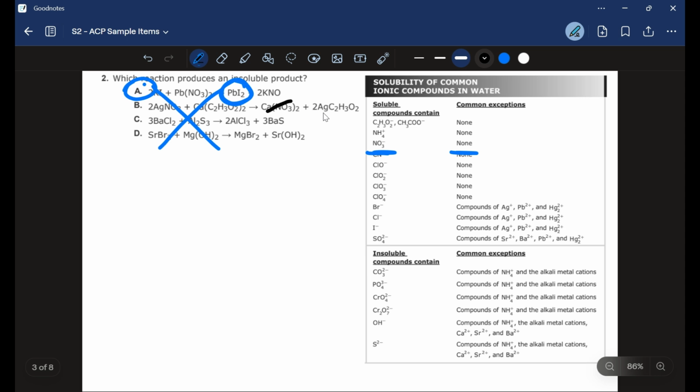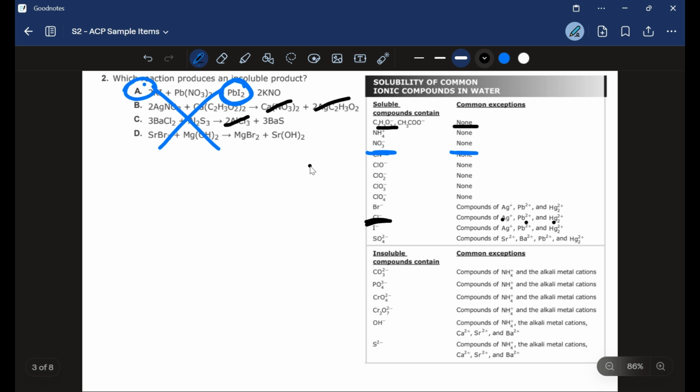Then we have AgC2H3O2. C2H3O2 is up here. There are no exceptions, which means that entire compound is still soluble. Answer choice C, AlCl3. Cl is down here. It's soluble. The exceptions are silver, lead, and mercury. We don't have that. We have aluminum, so that's still soluble.